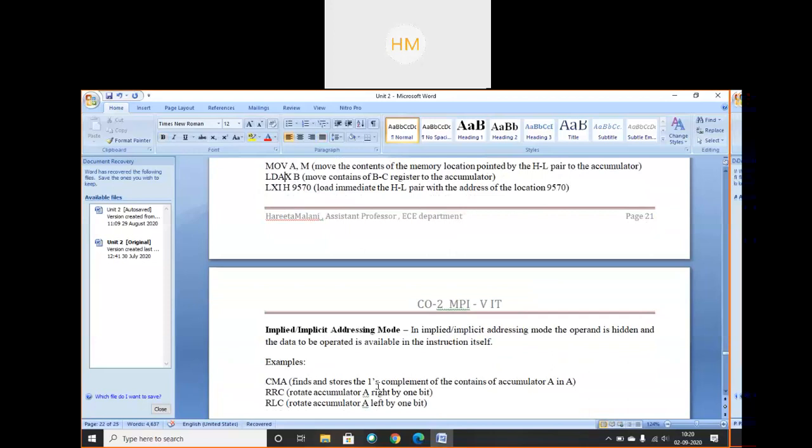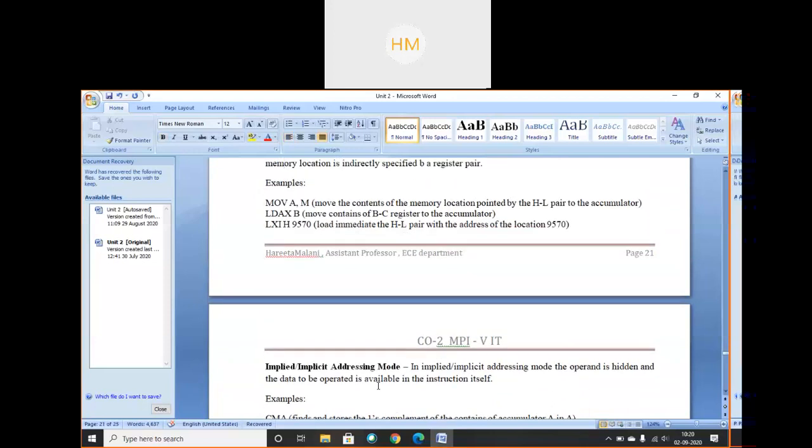Then next is your implicit or implied addressing mode. What do you mean by implicit addressing mode? Where the operand is hidden and the data to be operated is available in the instruction itself. That means there are no operands in implicit addressing mode.